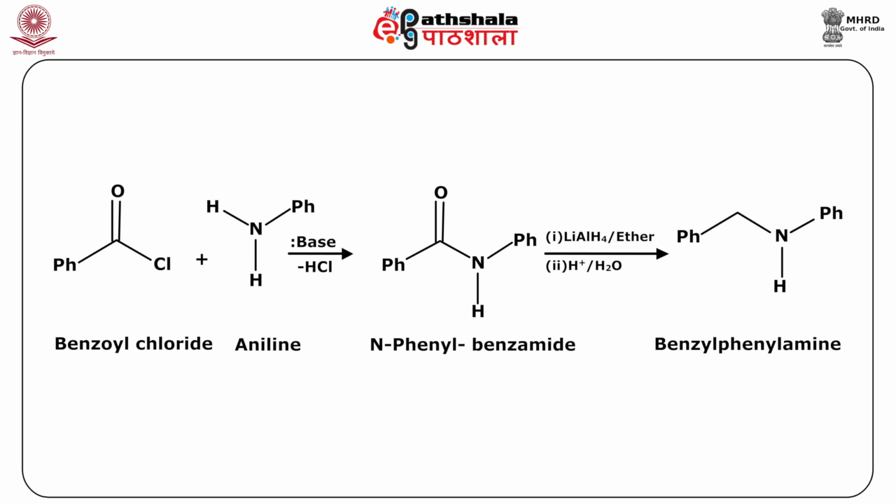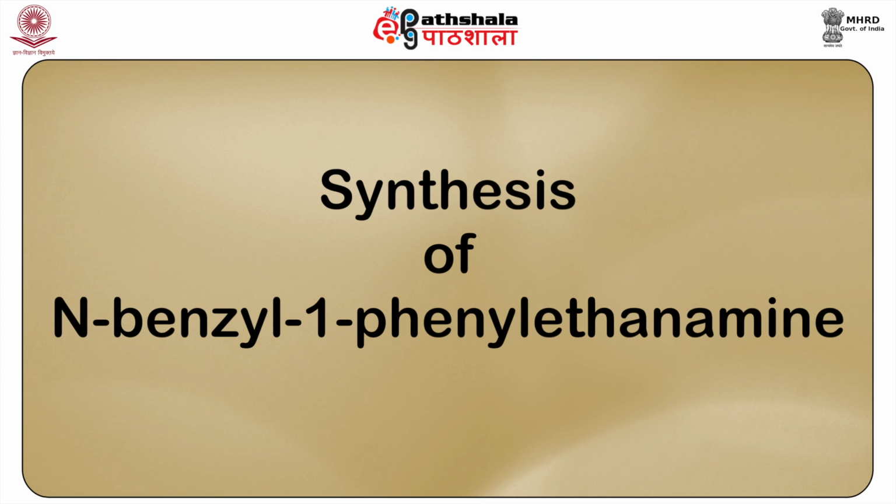Synthesis of benzyl phenylamine is shown in two steps as shown here in the figure. Step 1 involves the reaction of benzoyl chloride with aniline in the presence of a base to form N-phenyl benzamide. In step 2, the N-phenyl benzamide on reduction with lithium aluminium hydride followed by hydrolysis gives benzyl phenylamine. Let us look into the synthesis of N-benzyl 1-phenyl ethanamine.